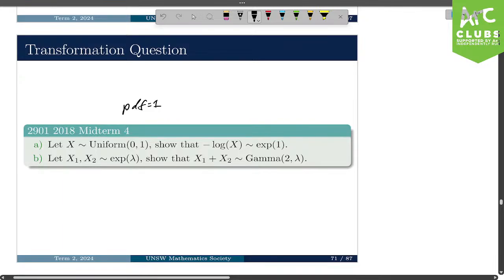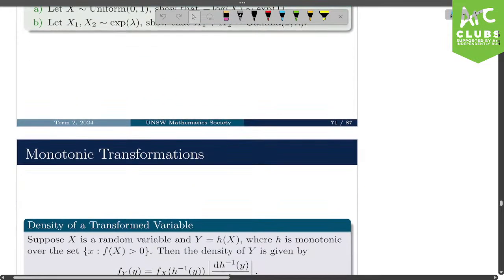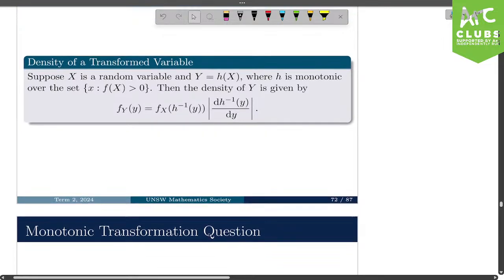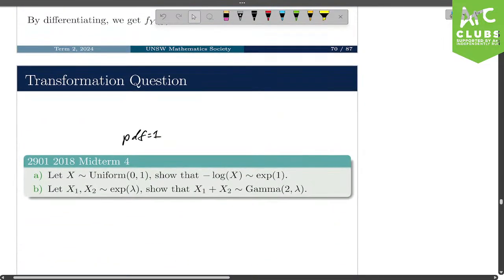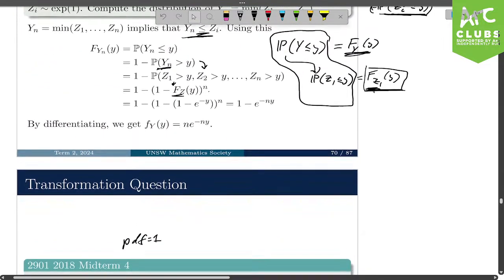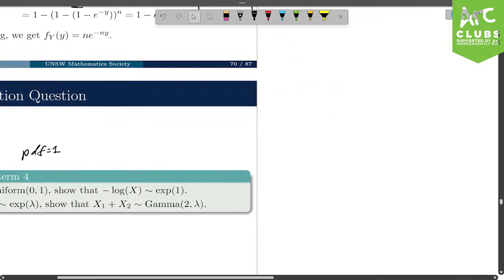And so we show that the negative log of x is similarly distributed to the exponential of 1. Now, there are a few ways we can do this. We could do this the exact same way we just did the previous question, in fact.